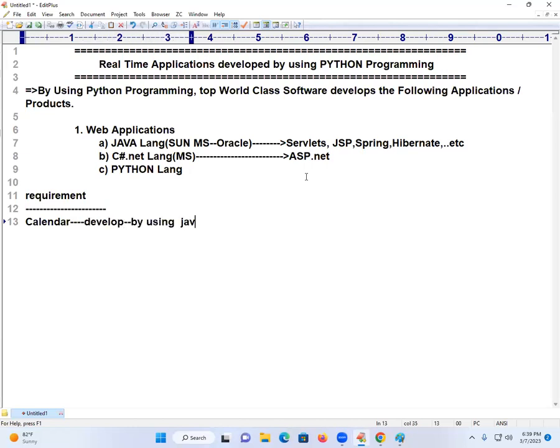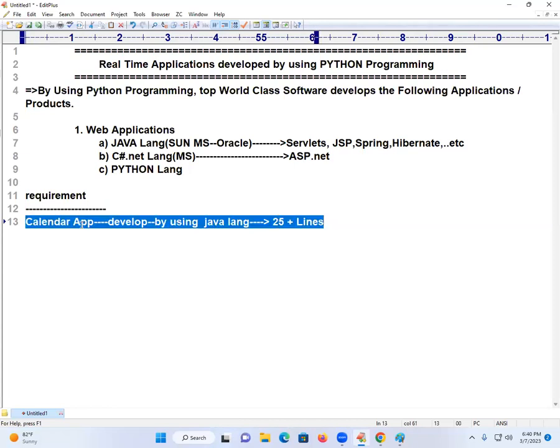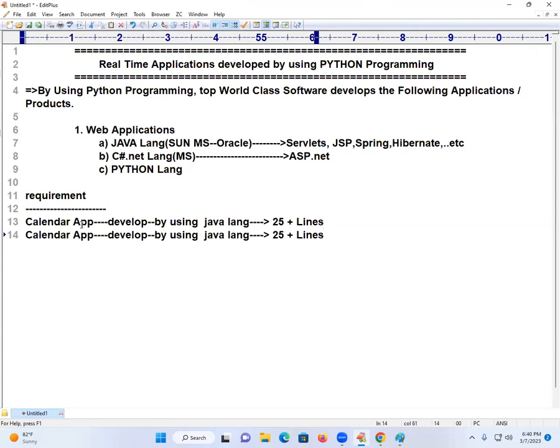which language? Java language. If I develop a calendar application using Java language, minimum I need to write around 25 plus lines of code, compulsorily. When you go to the same calendar application by using what?